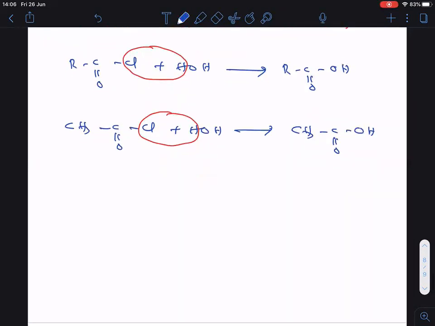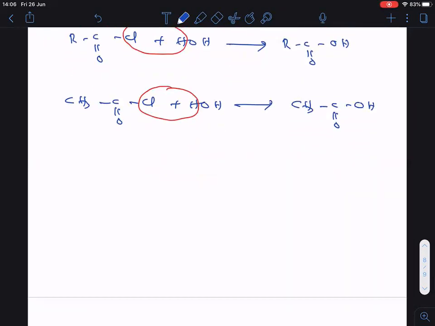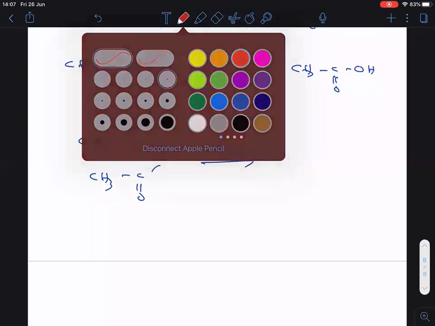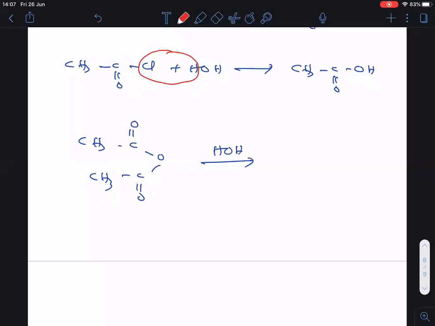Completed. Next is from anhydrides. Now let me take one anhydride like this: CH3, C double bonded O, O, C double bonded O, CH3. This is called acetic anhydride. When this acetic anhydride undergoes hydrolysis, once you see, this is the acetic acid.